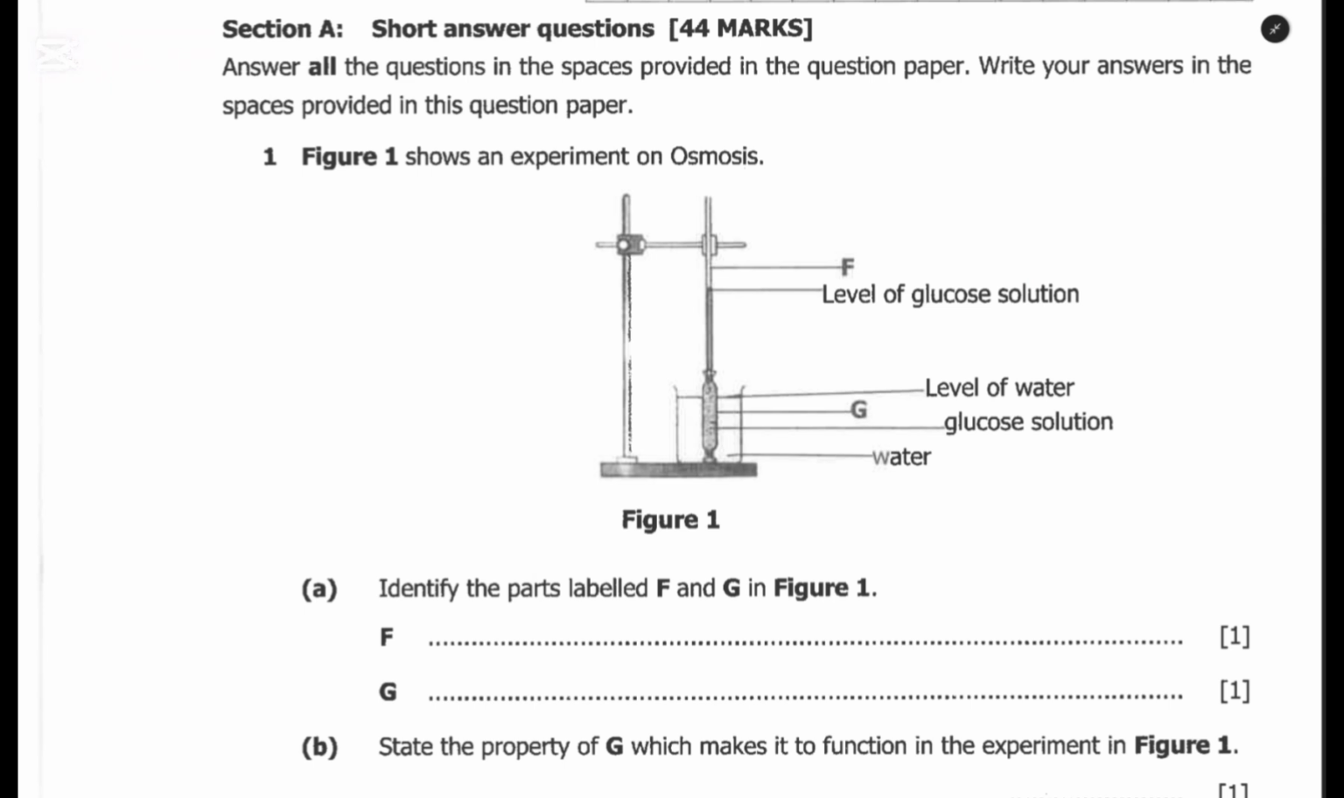All right. So the first question is: identify the parts labeled F and G. In the setup for osmosis here, F is called the capillary tube. Then of course G is the Visking tubing, and the Visking tubing acts as a selectively permeable membrane, one of the conditions that are needed for osmosis to take place. So Visking tubing acts as the selectively permeable membrane across which the water molecules are diffused.